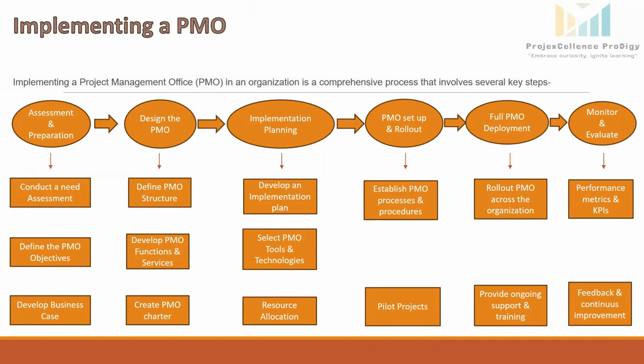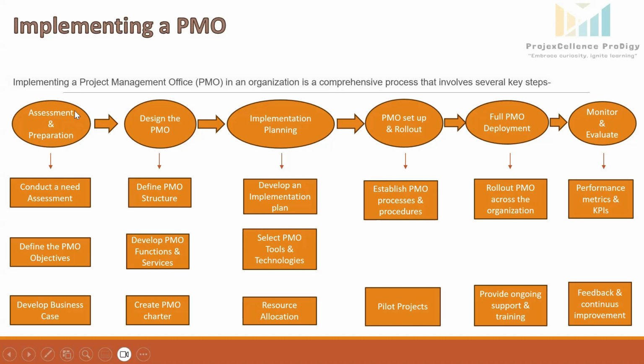We can see a nice illustration showing the steps to implement a PMO in an organization. So implementing a PMO in an organization is a comprehensive process that involves several key steps. Each step must be carefully planned and executed to ensure the PMO's success and alignment with the organization's strategic goals. So we will go through each step one by one. The very first one is assessment and preparation.